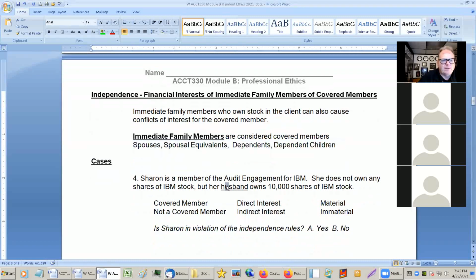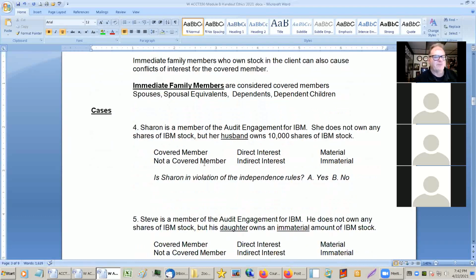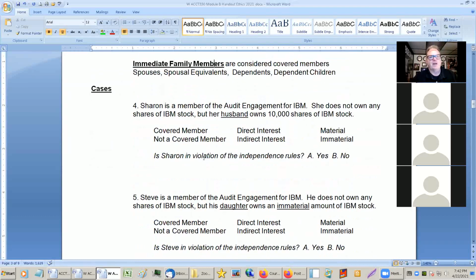There are people who aren't covered. Your parents, for instance, are not considered covered members. If they were dependent on you, they might be, but for the most part, they're not. Your brothers and sisters are not considered covered members. So that's immediate family. Now, there are other rules for those.